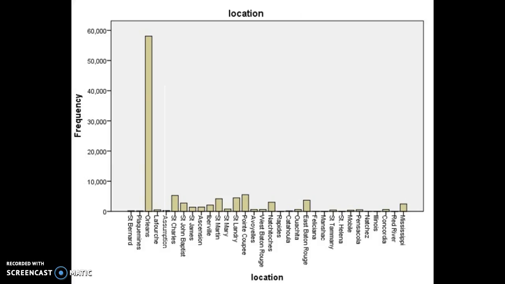All right. Now, moving on, the next thing I want to look at and analyze is the location of slaves within Louisiana. Now, as we look at this graph, we can see that a large number of the slaves were housed within the Orleans Parish.